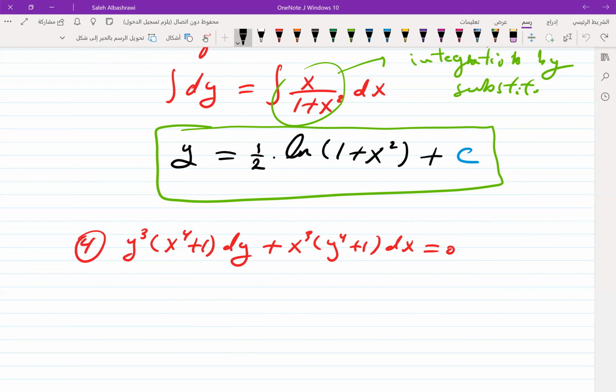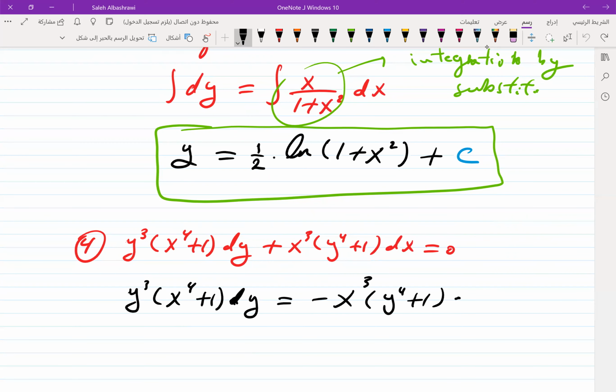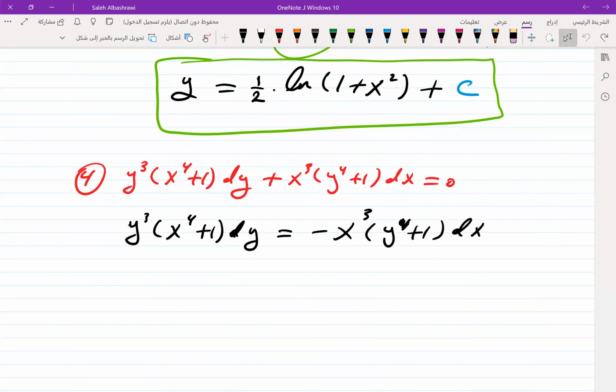First step, separate the variables. I will have y³ (x⁴ + 1) dy equal to minus x³ (y⁴ + 1) dx. Now divide by x⁴ + 1 and by the bracket y⁴ + 1.